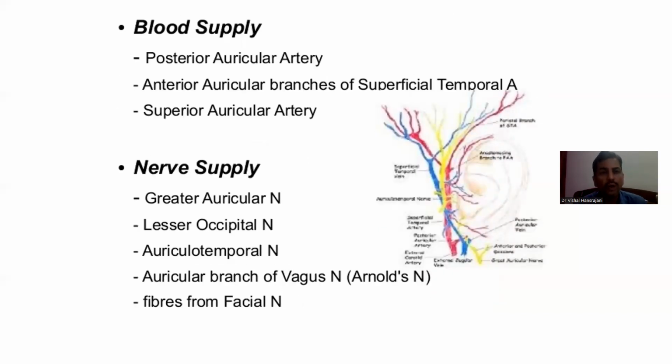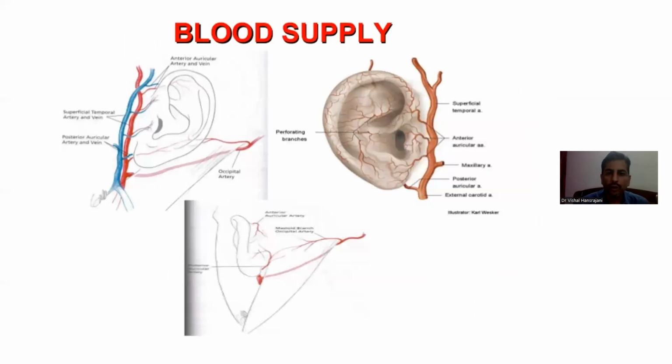If we talk about the blood supply of the pinna, it is the posterior auricular artery, the anterior auricular branch of the superficial temporal artery, and the superior auricular artery. And about the nerve supply, it is supplied by the greater auricular nerve, lesser occipital nerve, auriculotemporal nerve, and the auricular branch of the vagus nerve, which is also known as Arnold's nerve. It also gets some fibers from the facial nerve. So here we can see the same blood supply which we were seeing in the last slide.